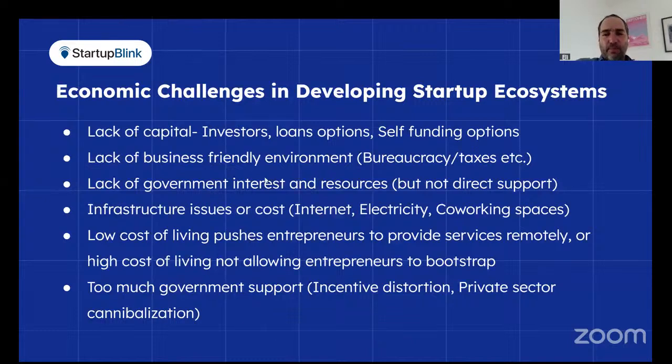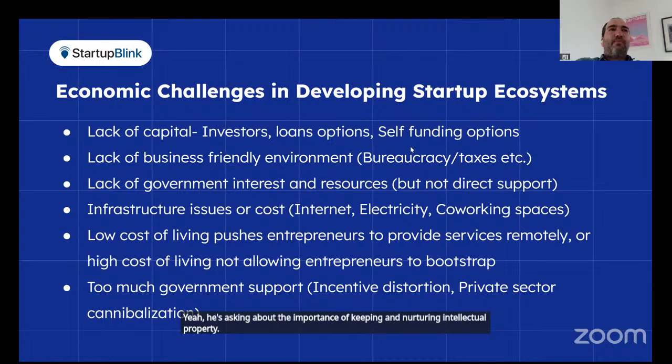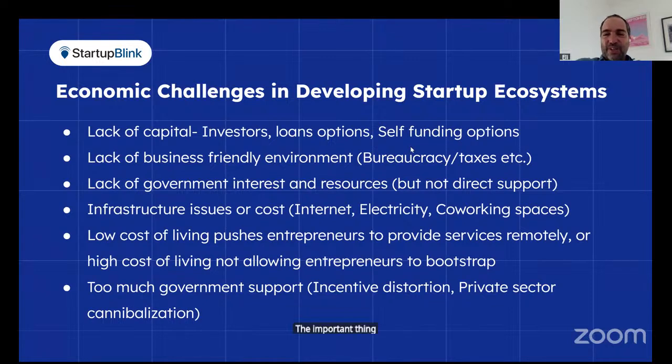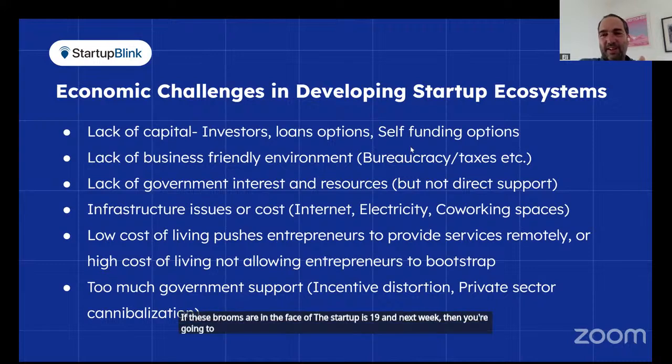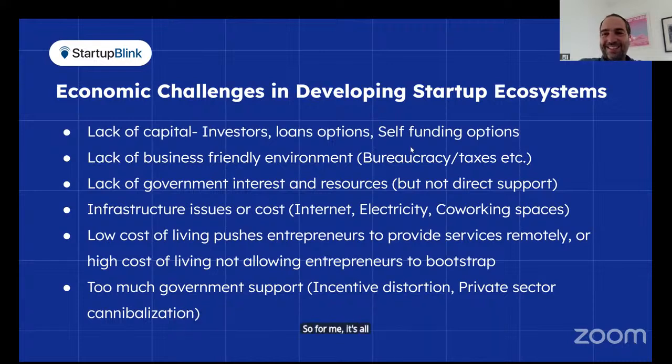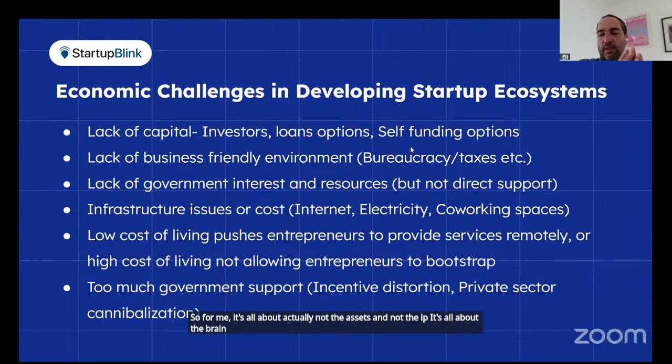Guy is asking about the importance of keeping and nurturing intellectual property assets in the ecosystem. The important thing for me, other than the assets or the IP, is where the entrepreneurs are. Because if the entrepreneurs are in a place that the startup is making an exit, then the government is going to receive the exit tax from the capital gain. So for me, it's not about the assets and not the IP. It's all about the brain drain or brain gain. Do you lose people or do you gain people?